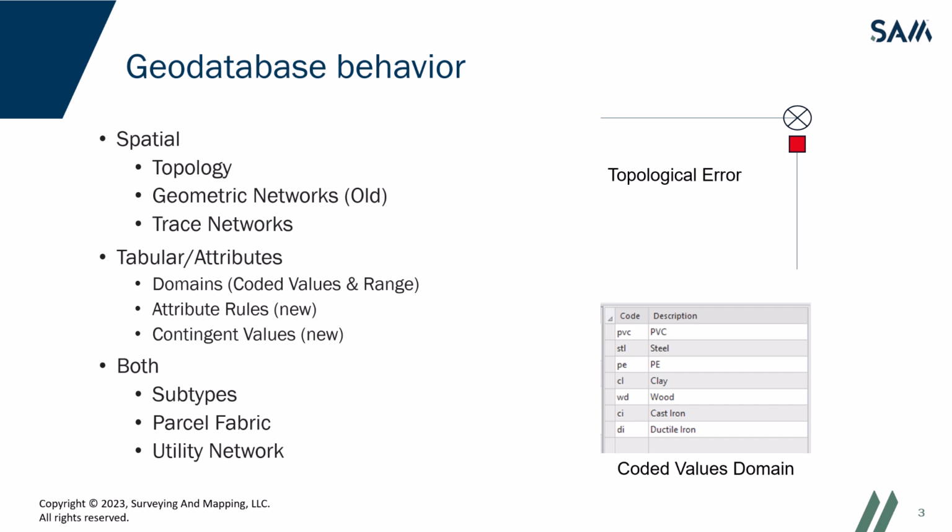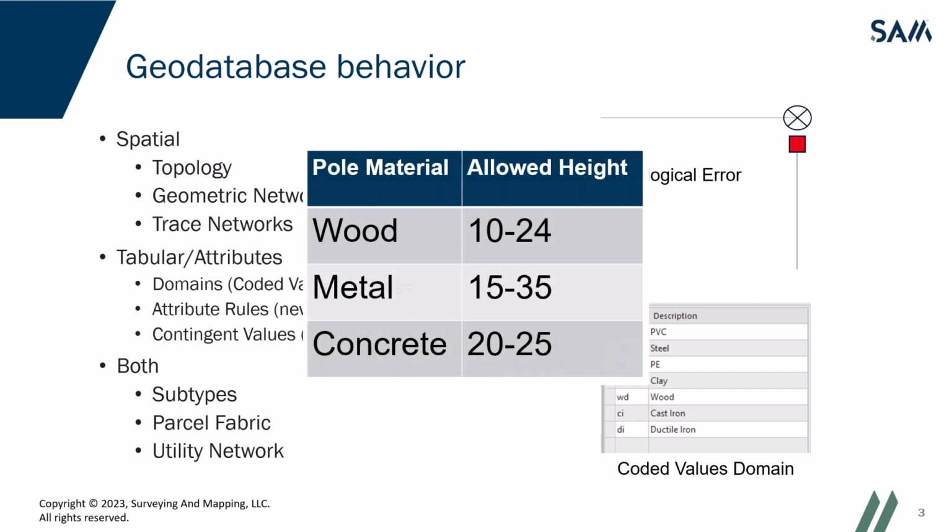So for example, if you're collecting utility poles, you might also have a height field along with a materials field. Well, you know that if a pole is a wooden pole, it can only be between this height and this height. So you could set up a contingent value for the height field that says if the material is wood, you can only enter values between this lower value and this upper value. Whereas if it's a metal pole, it can be between this height, or if it's a concrete pole, it could be between this height and this height.